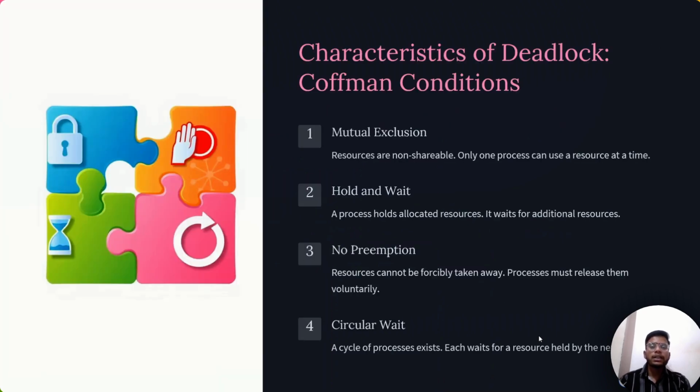Now we understand the characteristics of deadlock. If these four conditions occur, then deadlock happens in our process. The four conditions are mutual exclusion, hold and wait, no preemption, and circular wait. Mutual exclusion: resources are non-shareable, only one process can use a resource at a time. Second, hold and wait: a process holds allocated resources while it waits for additional resources. Third, no preemption: resources cannot be forcibly taken away, and the process must release them voluntarily.